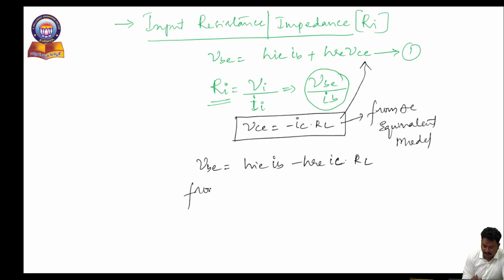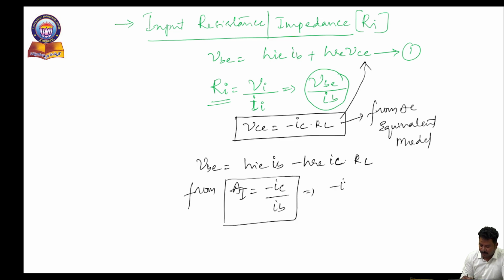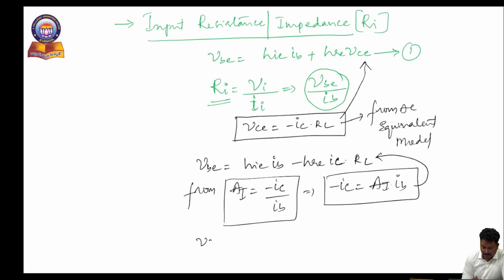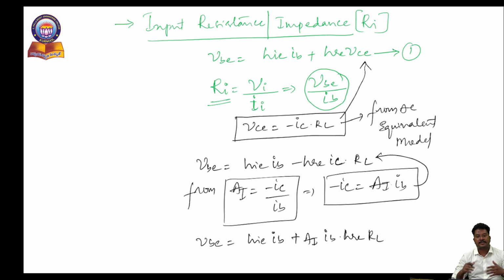From the current gain, we know that AI is minus IC by IB, which we just defined. So in place of minus IC, I can consider AI into IB. We substitute this in the above equation. Then VBE is equal to HIE into IB plus AI IB into HRE into RL.